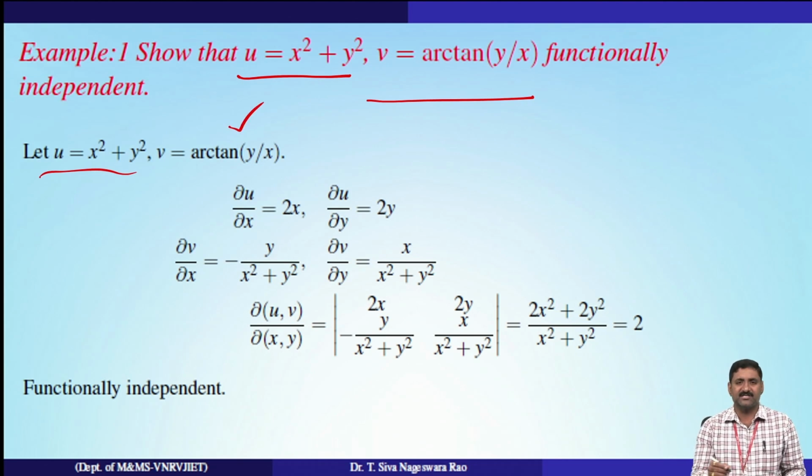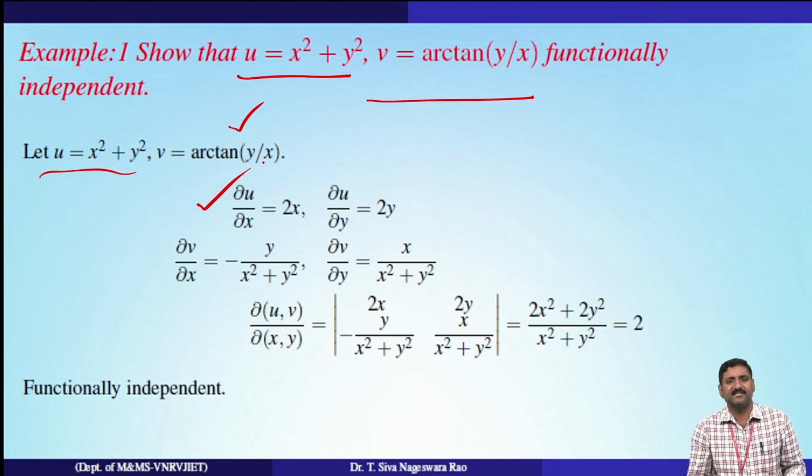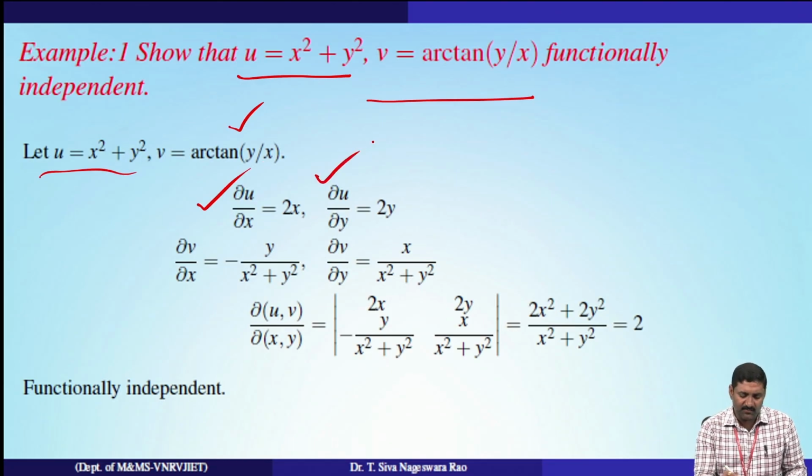Now we will find the partial derivatives. Why? Because in the Jacobian matrix, we want the first row as well as the second row as first order partial derivatives with respect to x as well as y. So here we will calculate dou u by dou x is equal to 2x, dou u by dou y is equal to 2y. In the same way, we will apply partial derivatives to v with respect to x as well as with respect to y.